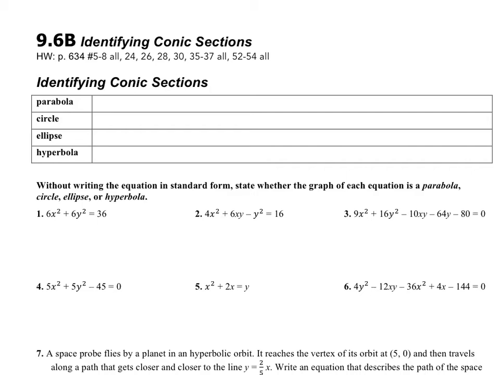Alright, in this video we're going to continue 9.6. So let's review how we learned how to identify each conic section. So parabolas, I said, were the easiest to identify because parabolas only have one squared variable.